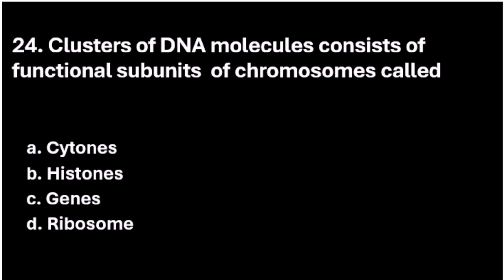Clusters of DNA molecules consist of functional subunits of chromosomes called option A, cytons, option B, histones, option C, genes, option D, ribosomes. The right answer is option C, genes. Genes are the clusters of DNA molecules consist of functional subunits of chromosomes.